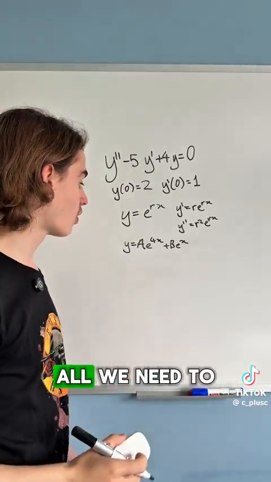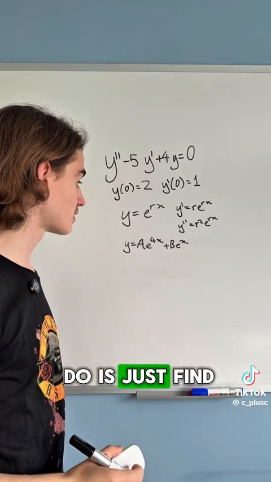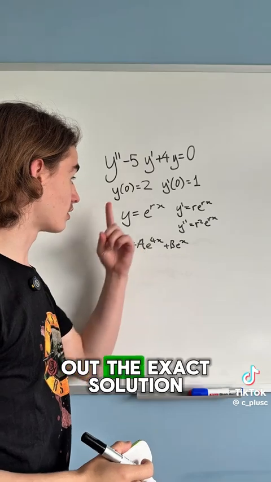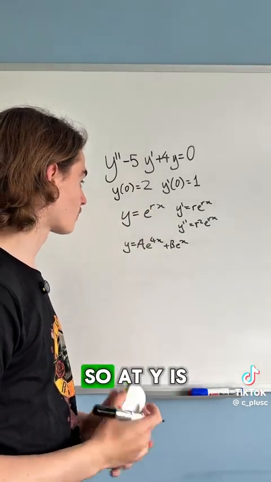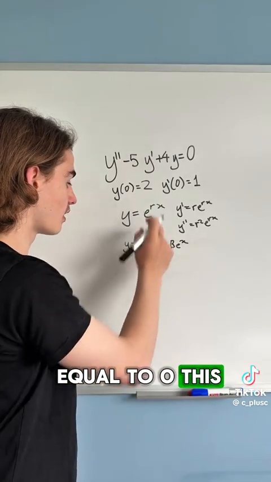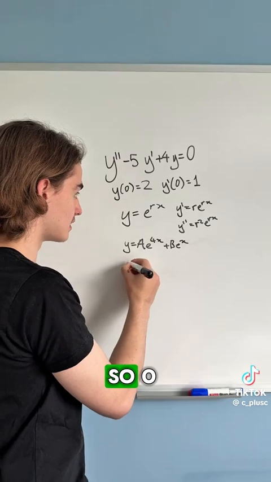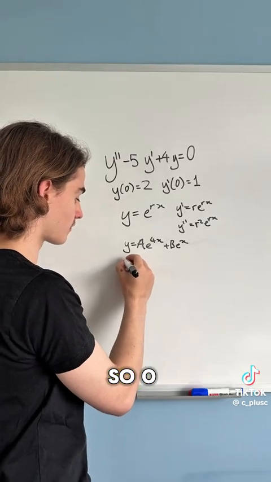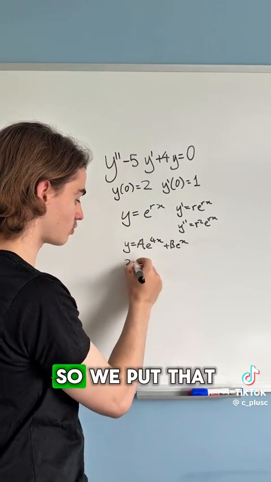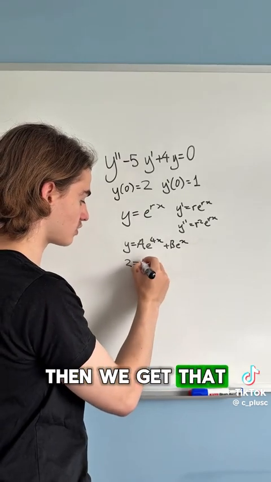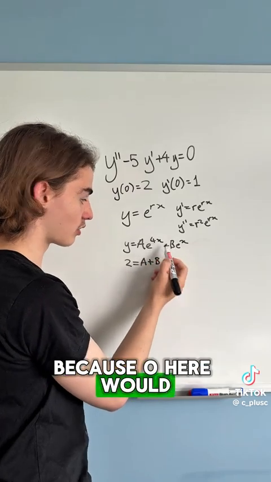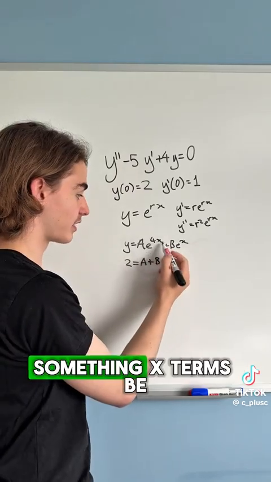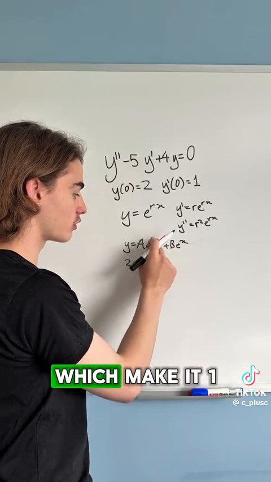From here, all we need to do is find out the exact solution given these initial values. So at x equal to 0, y will be equal to 2. So 0 for x is equal to 2 for y. So we put that into there. Then we get that 2 is equal to a plus b, because 0 here would make both of these e to the something x terms be e to the 0, which makes it 1.